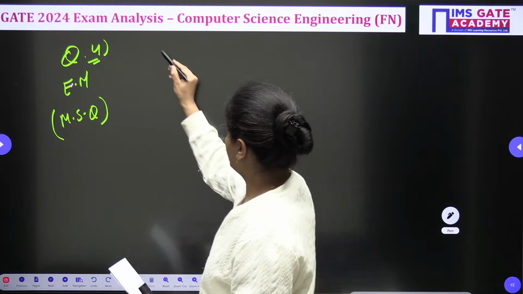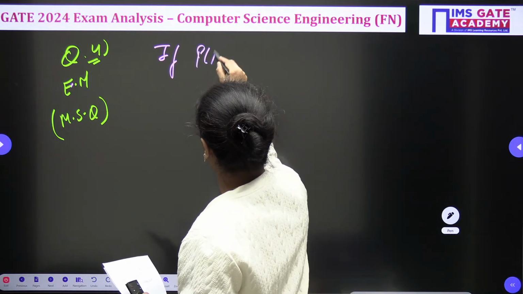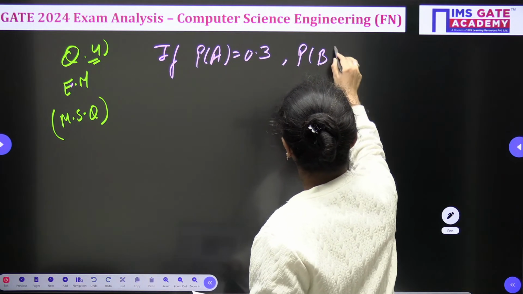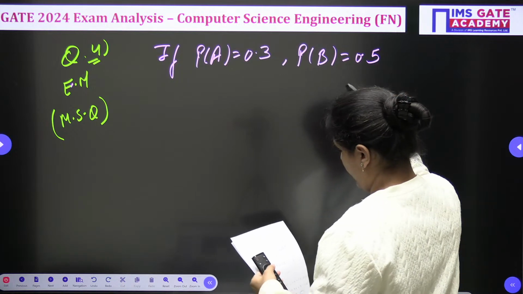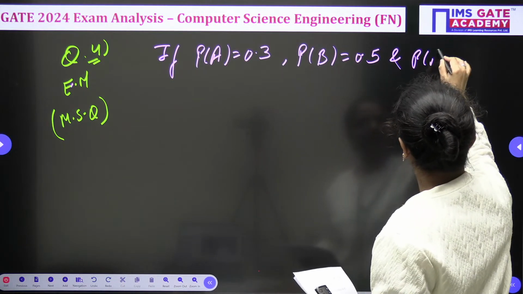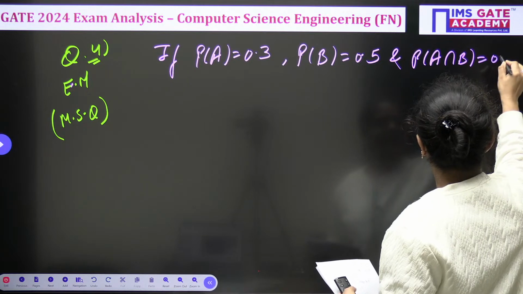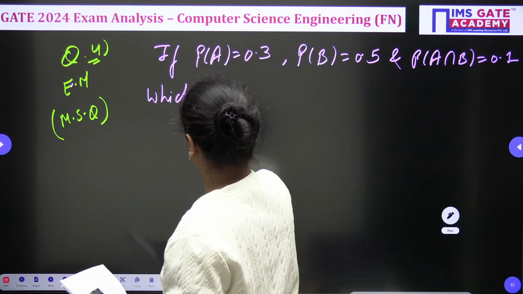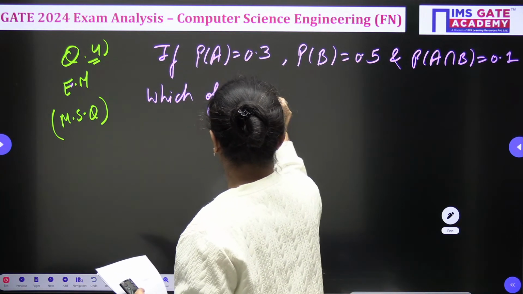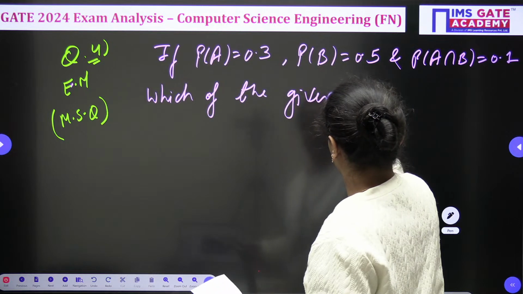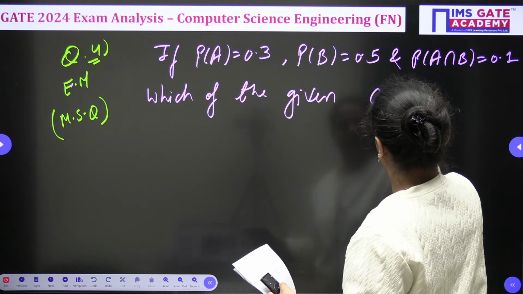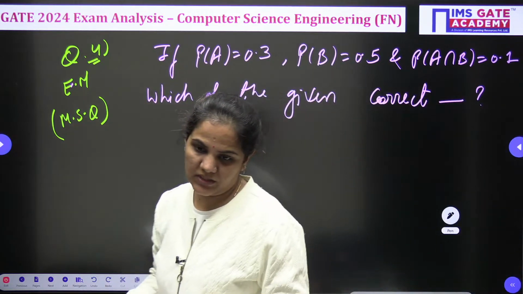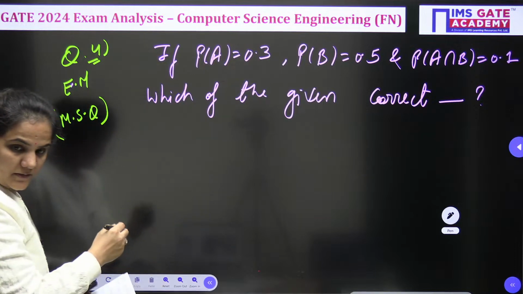The question is: if probability of A is 0.3, probability of B is 0.5, probability of A intersection B is 0.1, then which of the given statements are correct? We are having statements as options, so have a look at the options.